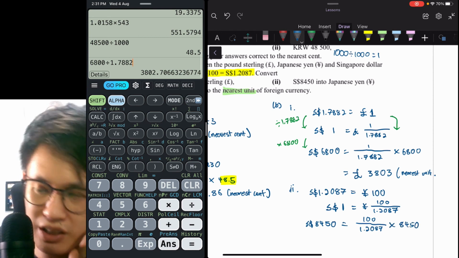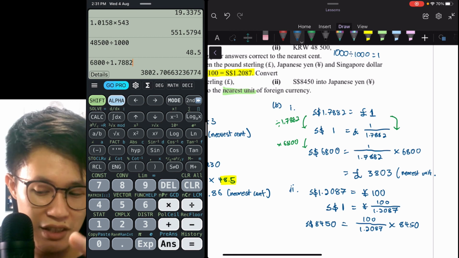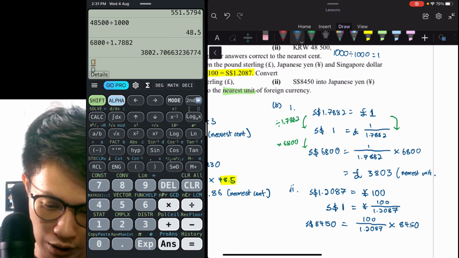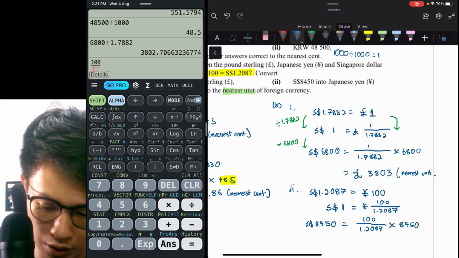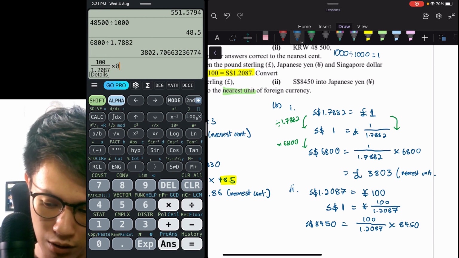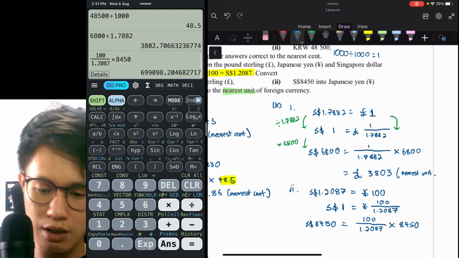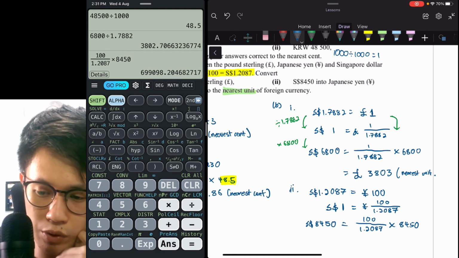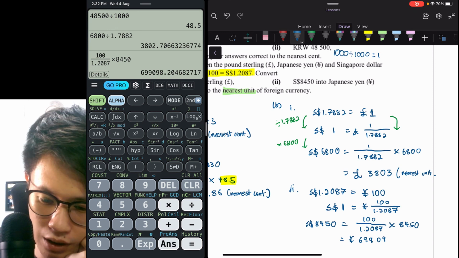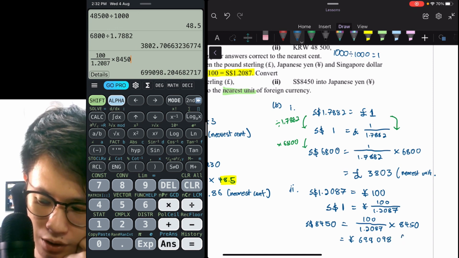So for yen it's slightly complicated because this is not 1 yen, this is 100 yen. So you need to be careful here. So we're going to have 100 divided by 1.2087 times 8450, and you will get 699098. And we want it to the nearest unit of currency again. So in terms of yen, it will be 699,098 yen, nearest unit.